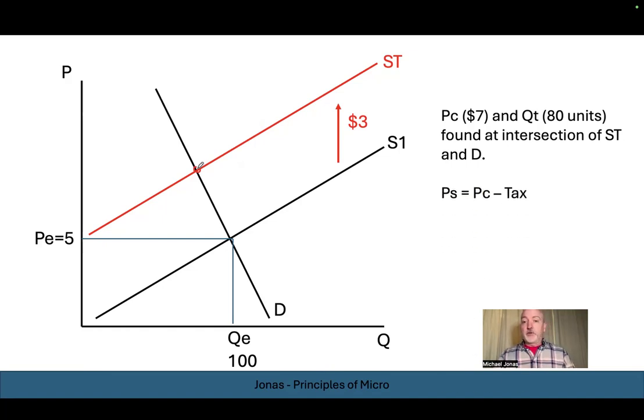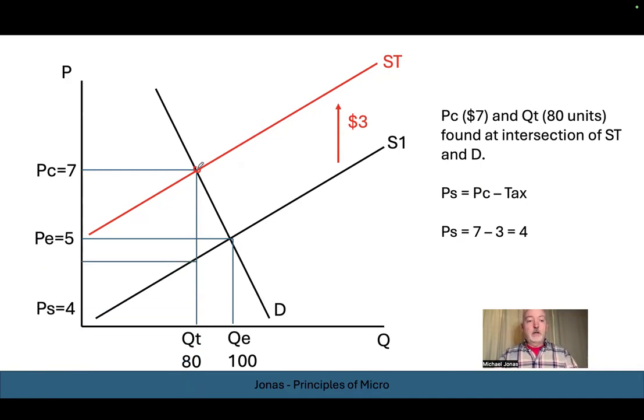So that's going to be our consumer's price of 7. The quantity is 80. And then that last piece of the puzzle, the amount that the seller gets to keep, the PS, is the amount that the consumer pays minus what the government takes in return. So we had the consumer's price of 7 minus the tax of 3 is going to leave the seller with 4. So PC and QT, that's the intersection point here. And then we go straight down to find our seller's price.